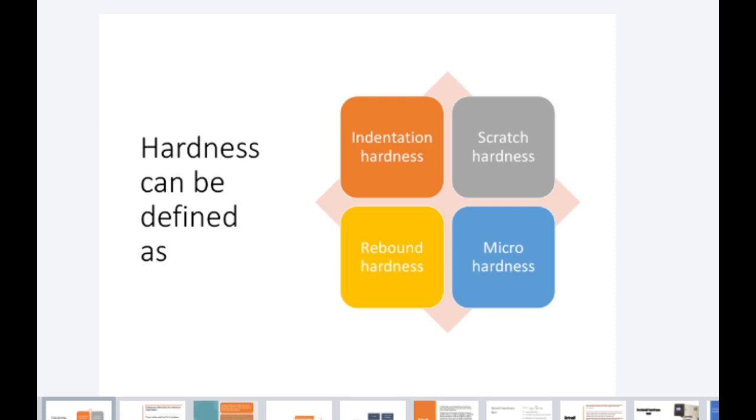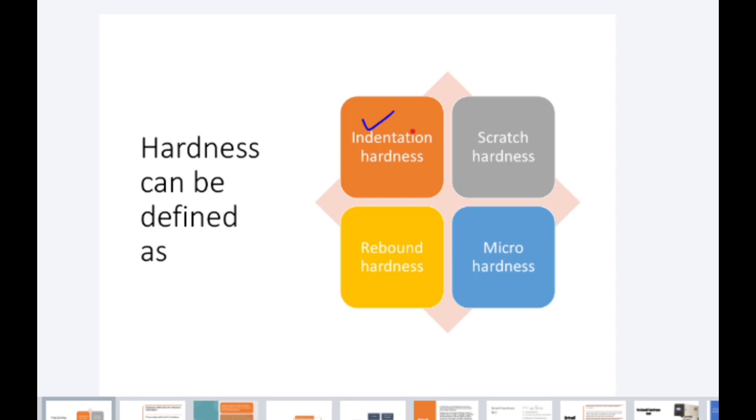Now hardness can be defined further. I already told you about hardness, like we have the indentation hardness. If we want to make a dent in the material, the material will be resistant to the indentation. That is indentation hardness. If the material is resistant to scratch, the scratch hardness is there in the material. Rebound hardness is there. Microhardness is there. At micro level, what will happen to the material?